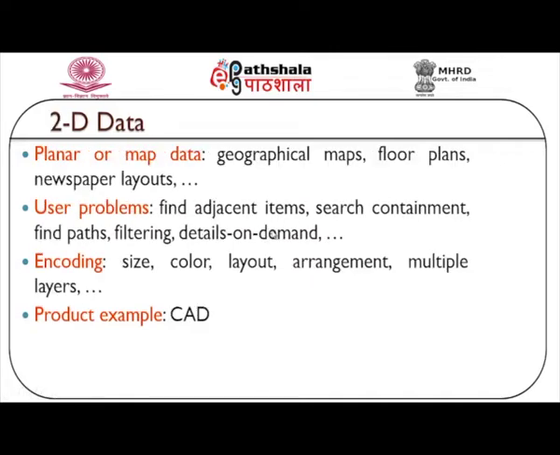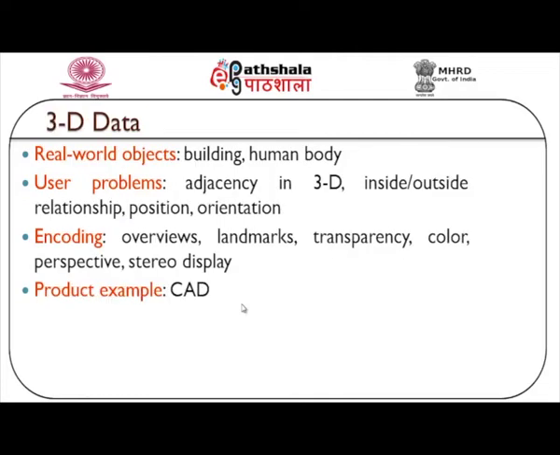In the case of 2D information types, examples are planar or map data, where we have applications such as geographical maps, floor plans, newspaper layouts. These all come under planar or map data. The user problems associated with 2D information types are to find adjacent items, to search for a particular containment, to find paths within the data, to filter certain data, or to get details on demand. Some of the encoding principles that we use here are size, color, layout, arrangement, multiple layers. Product example is CAD.